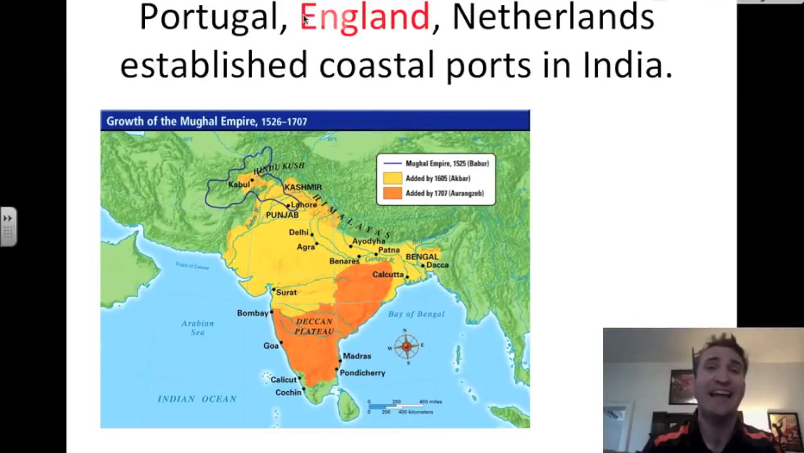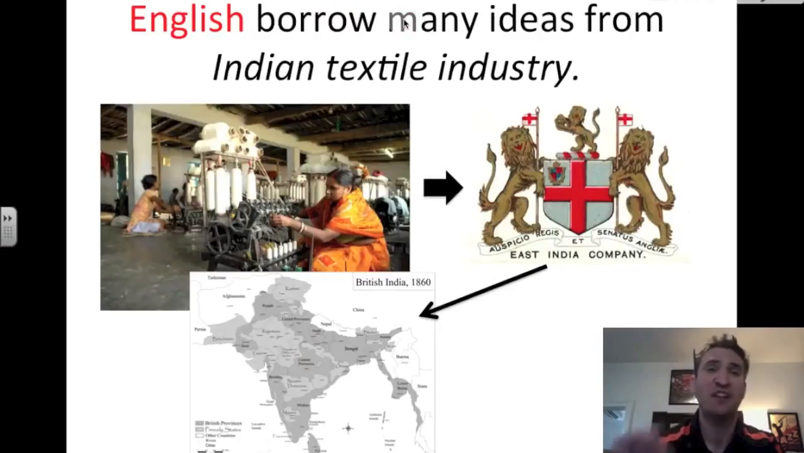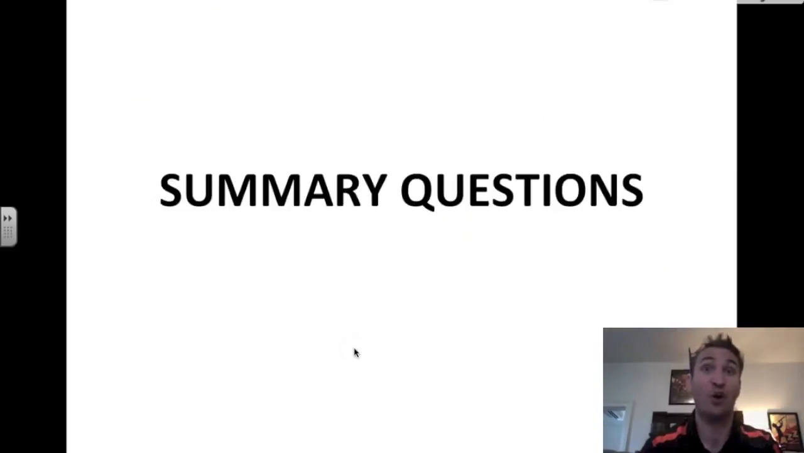And I highlighted England because England takes a special interest in India. In fact, England borrows many ideas from the Indian textile industry. You see a textile worker in India here. In fact, England businessmen go to India and set up a business called the British East India Company. And the British East India Company is so successful that many British folks come and settle in India and make India its colony.